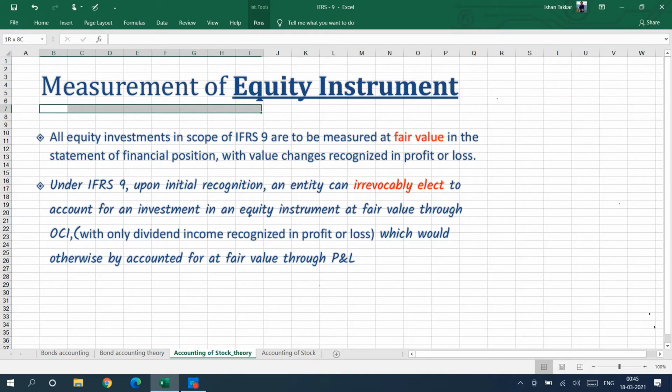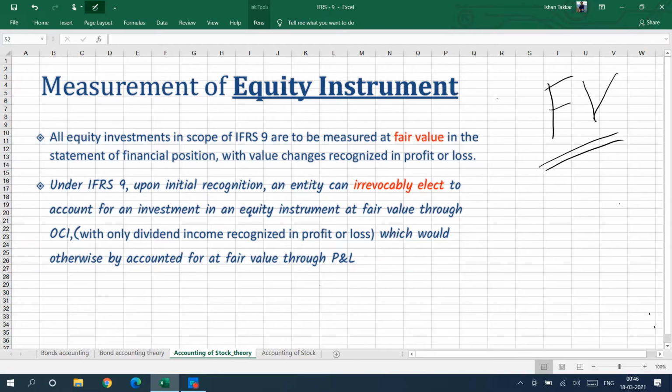Hi everyone, in this video we will be covering accounting of equity instruments, like how we do accounting when we purchase an equity instrument, that is an equity share, any script that you purchase. So how do we do that accounting and what does IFRS 9 have to say about it? IFRS 9 says that an equity instrument has to be measured at fair value no matter what.